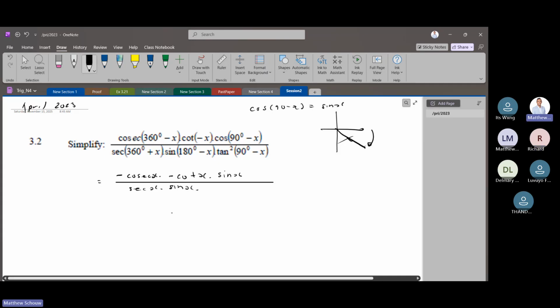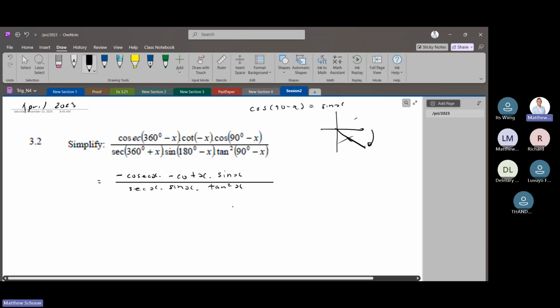And then we have tan 90 minus x. Obviously, we just have to square it once we're done. What's tan 90 minus x? What quadrant is that? First one, positive. Correct. So that's just going to be tan squared x. Perfect. So this is what we have. And it seems like we're stuck.